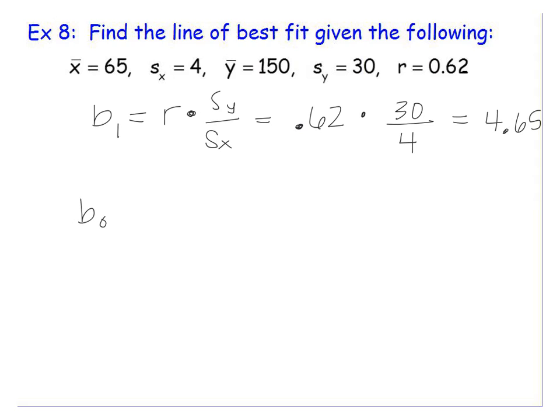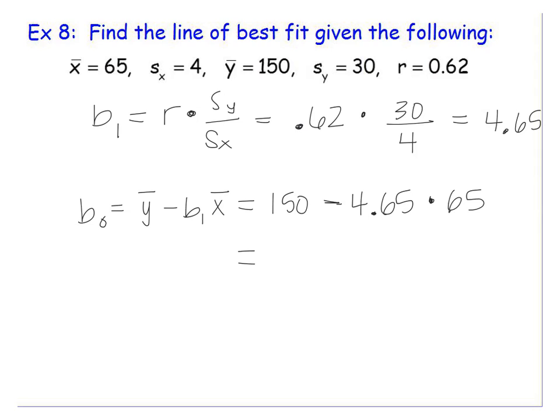Now the b sub 0 formula, I'm going to recopy that as well. y bar minus b sub 1 x bar. So y bar was 150 minus b1 was 4.65 times x bar, which is 65. Again, type that in exactly how you see it, and I get negative 152.25. And so now you're ready to write your model.